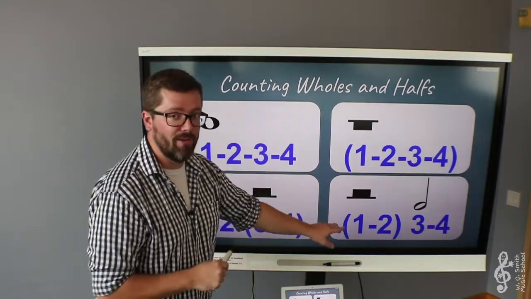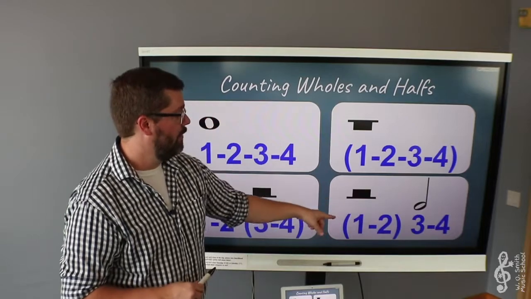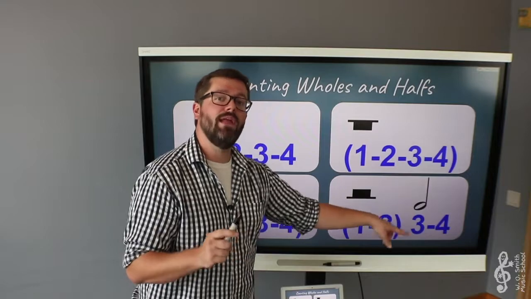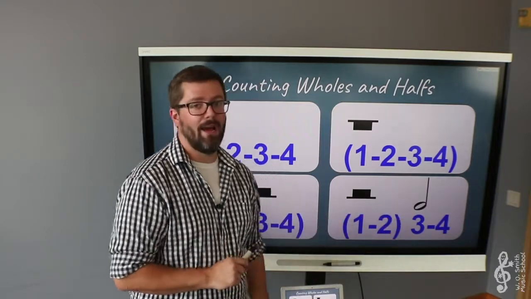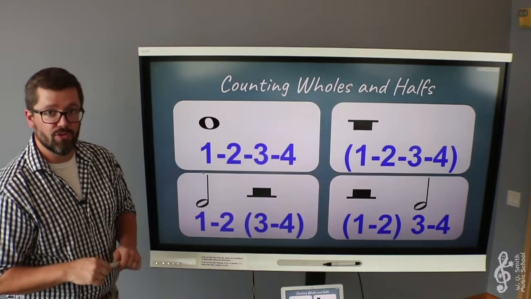All right, let's look over here, the exact opposite, a rest and then a note. Half rest, half note. 1-2 in parentheses. And then over here, 3-4. So that's our note that happens there. Okay, let's try a couple examples together and then I'll turn you loose to try a few on your own.